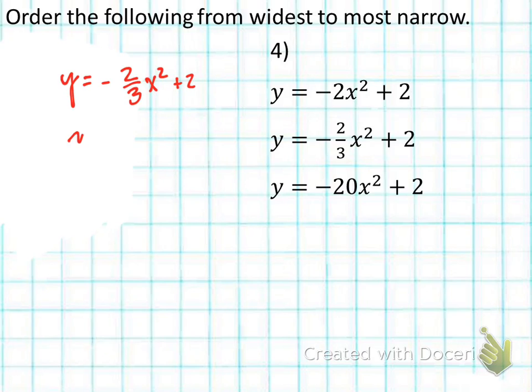Next one is going to be y is equal to negative 2x squared plus 2, and the last one is going to be y is equal to negative 20x squared plus 2.